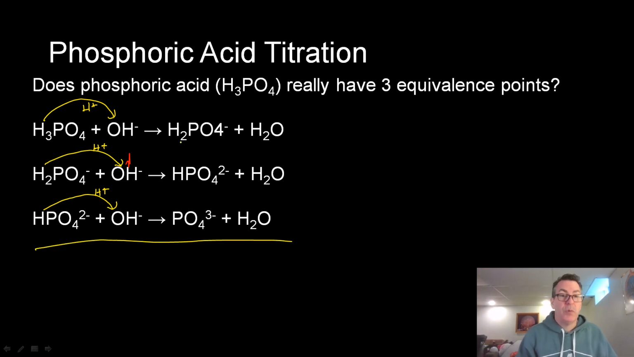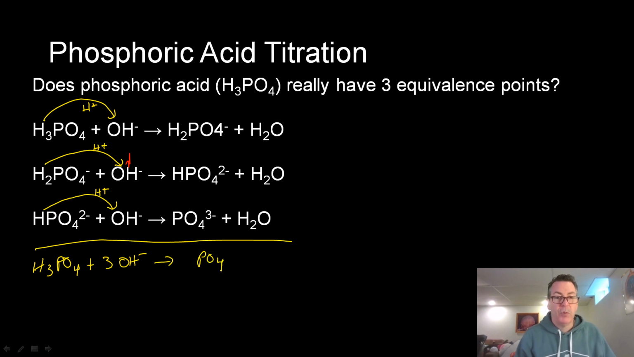Overall, if you add all of these equations together, this is what we would typically see if you did this back in Gen Chem 1. You'd have 3 equivalents of hydroxide reacting with the H3PO4. You get PO4 3- and 3 equivalents of water with that. That would be your overall reaction. So in theory, we should be able to see each of those.